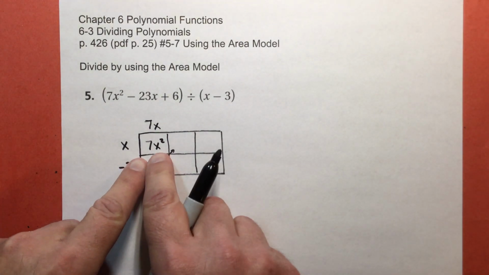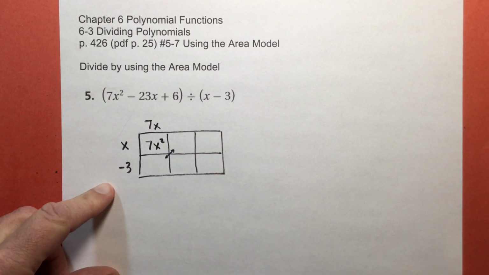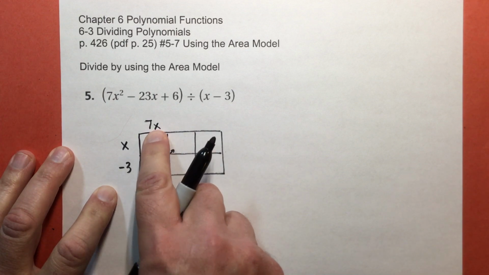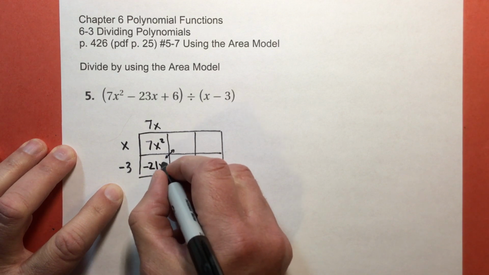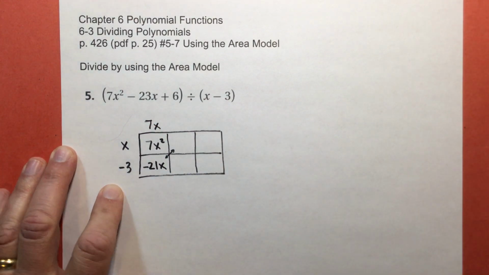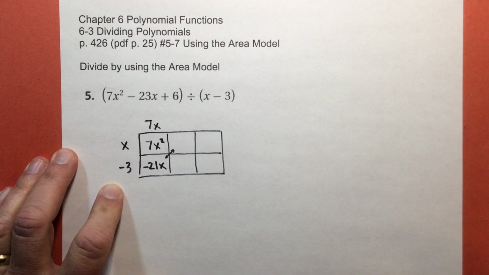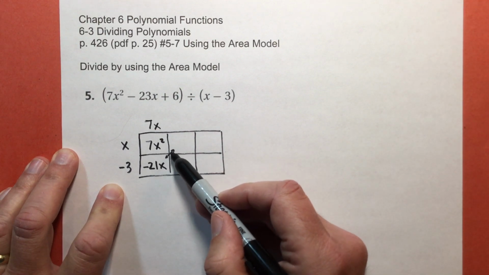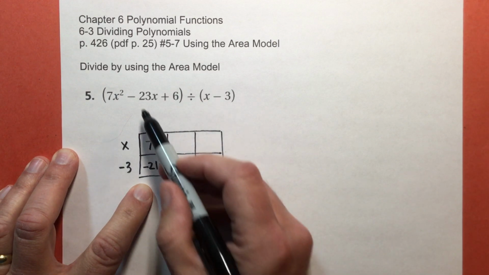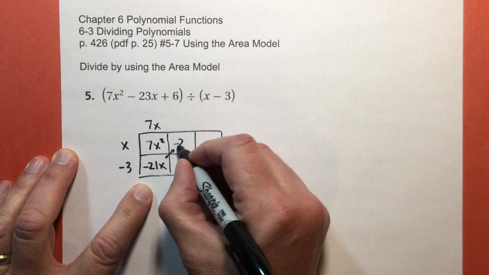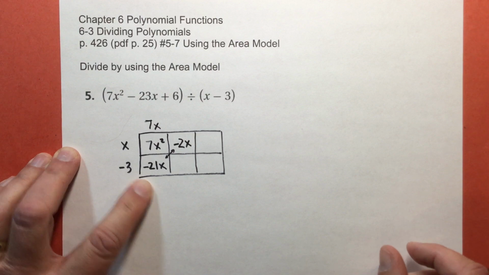So 7x squared comes from here. And if that's an x, that has to be 7x. Using the same logic, if that's 7x and that's negative 3, this has to be negative 21x, because negative 3 times 7 is negative 21. All right, cool. So now these two boxes together have to add up to negative 23. What do I add to negative 21 that equals negative 23? Negative 2. And since I was just talking about the coefficients, negative 21x plus negative 2x equals negative 23x.